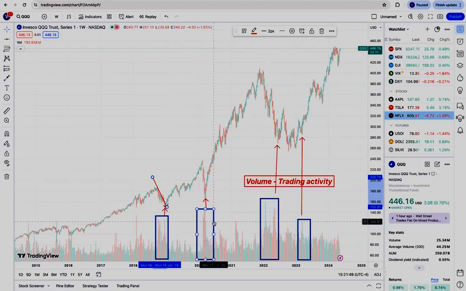So as we look at the next large piece of trading activity, once again, as you'll notice, it's on a price drop.